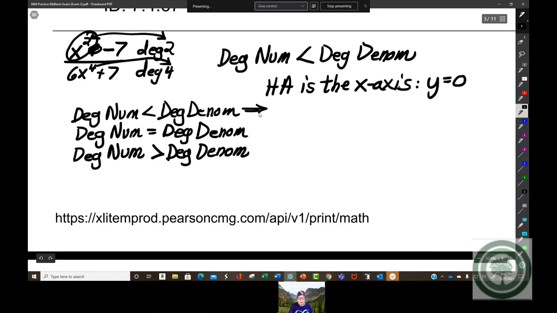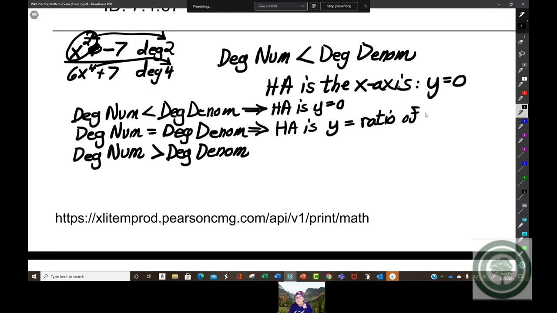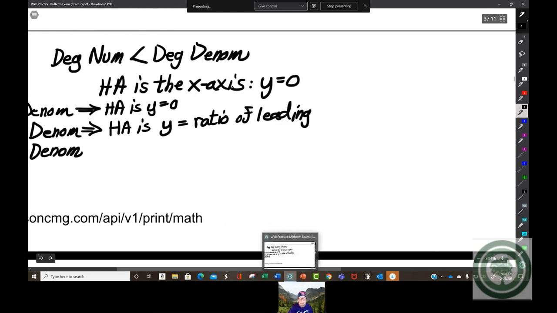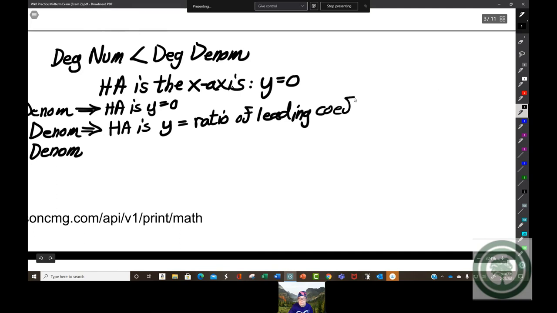Here, the HA is y equals 0, which is the x-axis. Here, the HA is y equals the ratio, the fraction, of the leading terms, of the leading coefficients. The numbers in front of the highest degree variables. So I need more room to write that. COEFF.